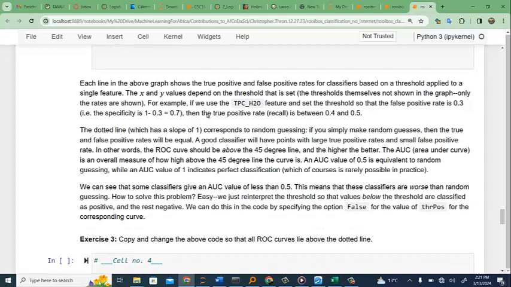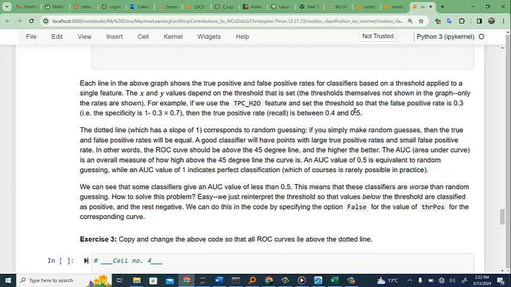All right, so this explains the same thing. Each line in the above graph shows the true positive and false positive rates for classifiers based on the threshold. The x and y values depend on the threshold that's set. The thresholds are not shown. We only show the relationship. Right? So, for example, if we use the TPC H2O feature and set the threshold so that the false positive rate is 0.3, that is, the specificity is 0.7, then the true positive rate is between 0.4 and 0.5.